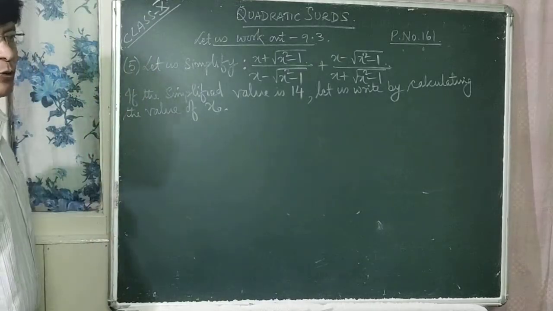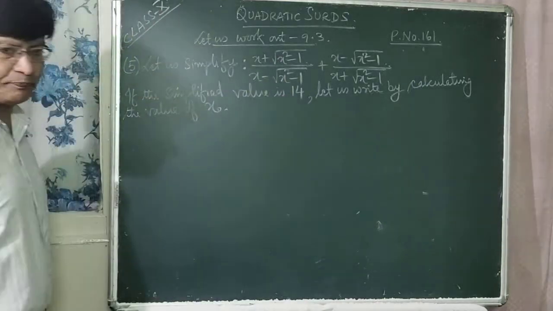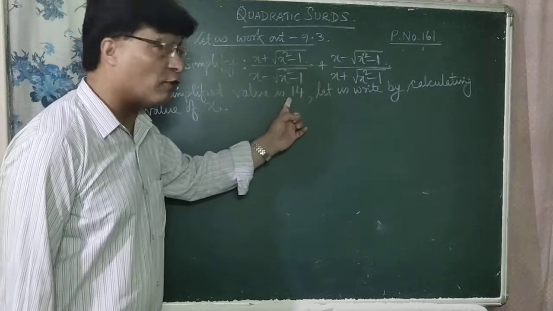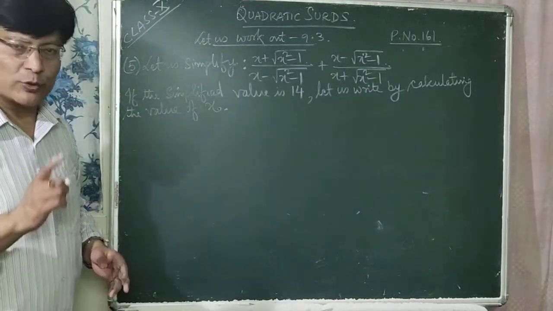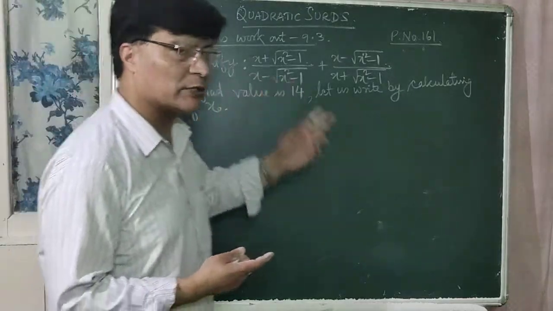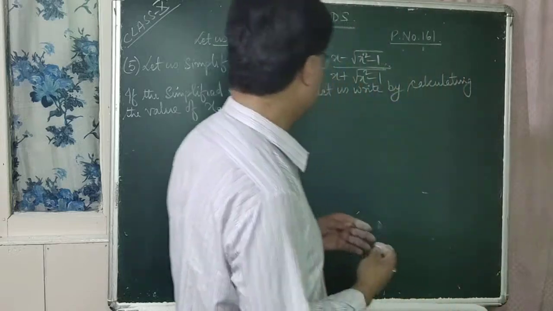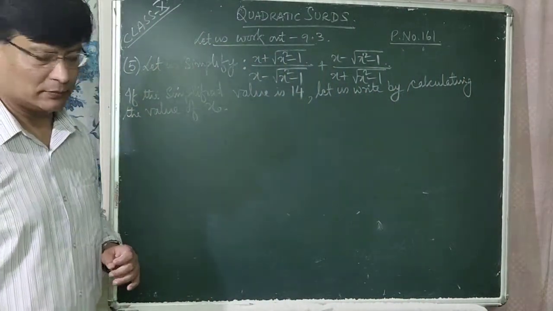Then in the second part, what is given? If the simplified value of this expression is 14, let us find the value of x. So if the simplified value of the given expression is 14, then what is the value of x is being asked here.